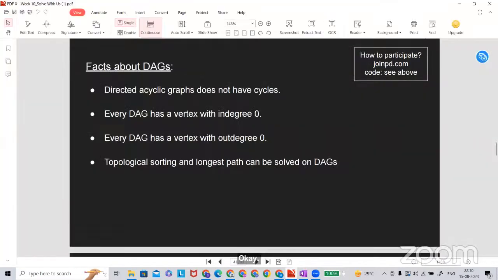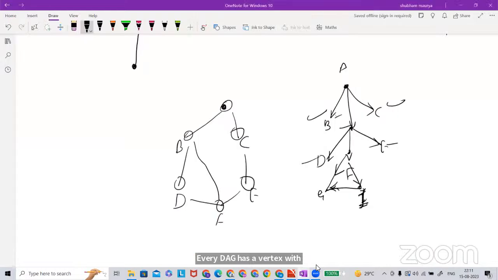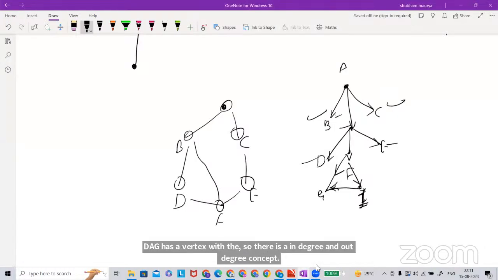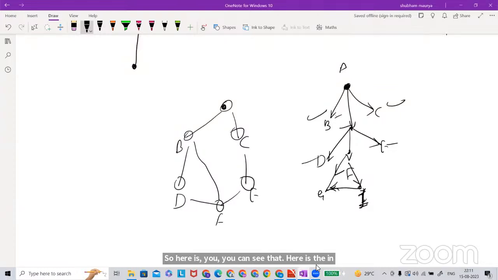Okay. So a directed acyclic graph does not have a cycle. Just now I said that a graph which is directed but does not contain a cycle is called a DAG. Every DAG has a vertex with in degree 0. There is an in degree and out degree concept. Here there is no in degree for A, because there is no incoming direction. This is called the out degree. So A has the out degree but doesn't have the in degree. So the in degree of A is 0.